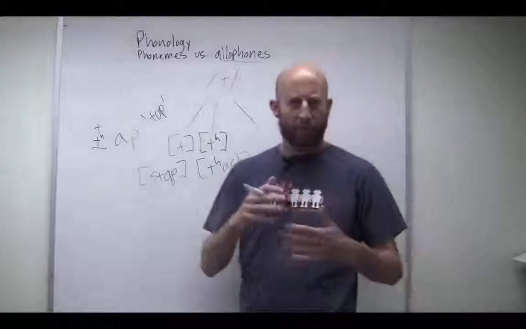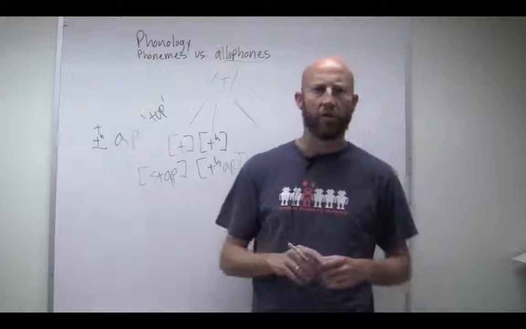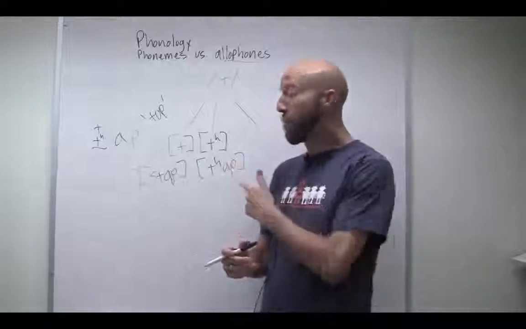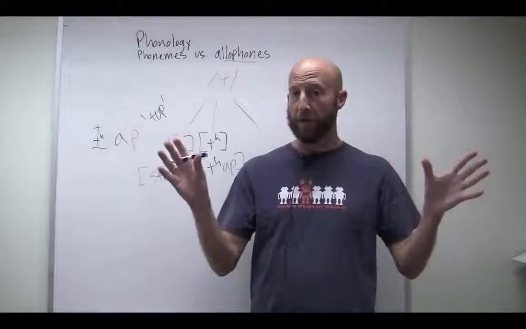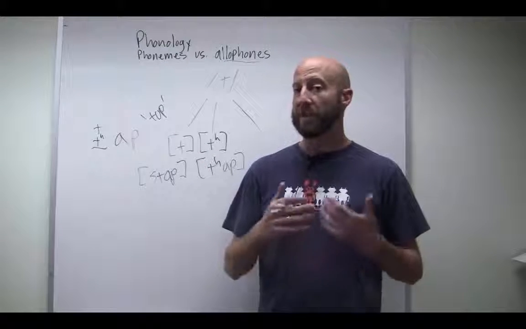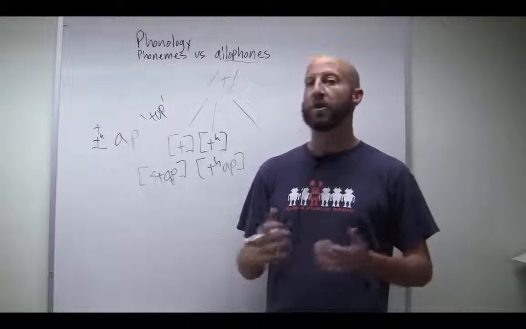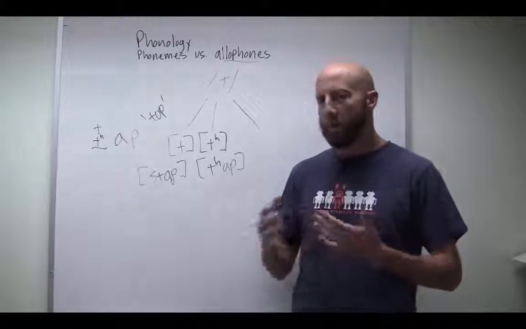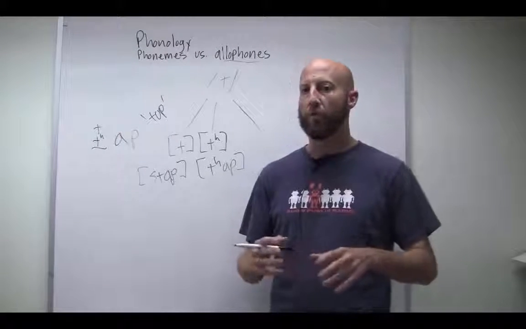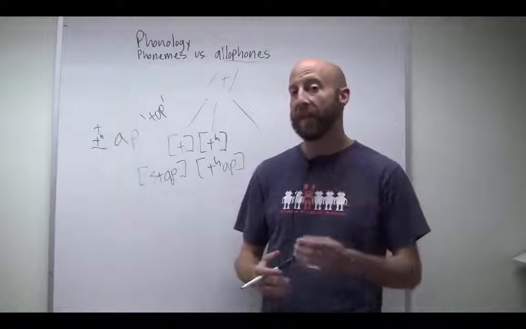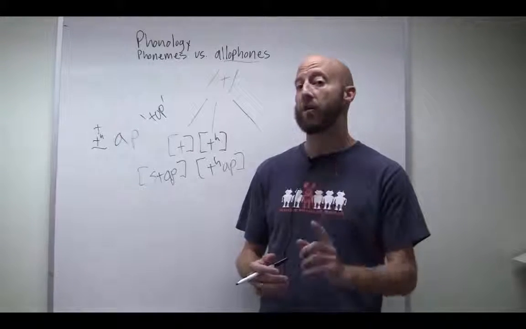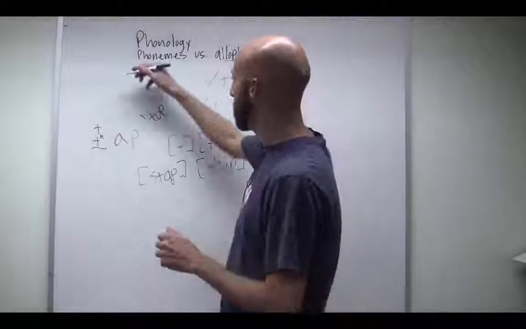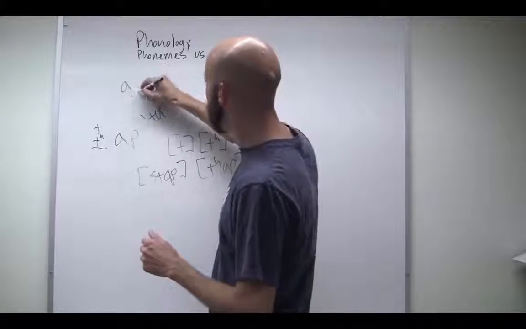So how do you know then, if you're looking at two sounds in a language and you're wondering, well, are these allophones of the same phoneme or are they two different phonemes? There's actually a couple of tests that you can use. The best one is what's called the minimal pairs test. So a minimal pair in a language are two forms, two words that are the exact same except for one sound. So let's take, again, this environment here.